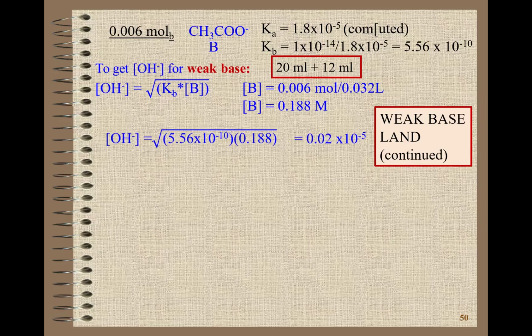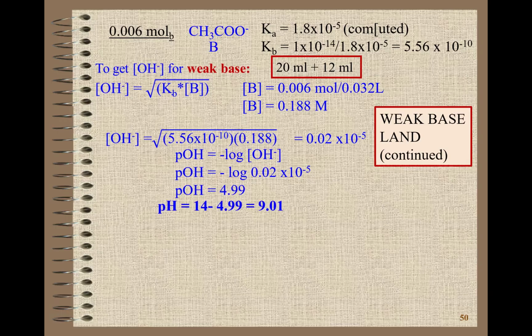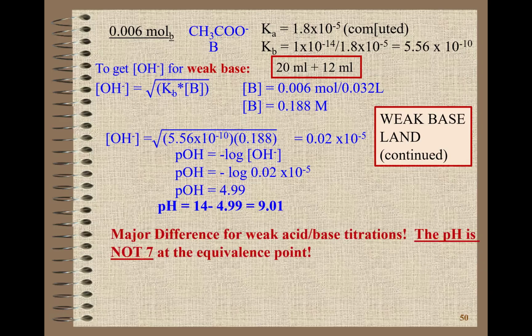Then first I have to find the pOH. Akil, how do I find the pOH of that? Right. We take the negative log of that. When I take the log of this number, it'll be a negative, and then the negative of that makes it a positive. And the pOH is 4.99. Then Ivana, how do I get the pH? From the pOH? Yeah. Right. So I take 14 minus 4.99, and notice what the pH is. It's way above 7, even though this is the equivalence point.